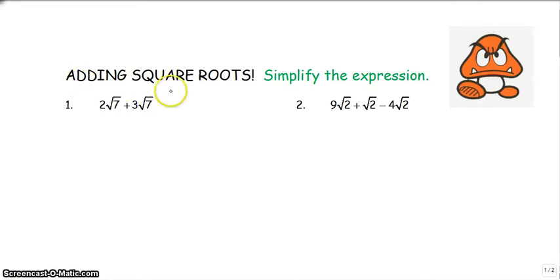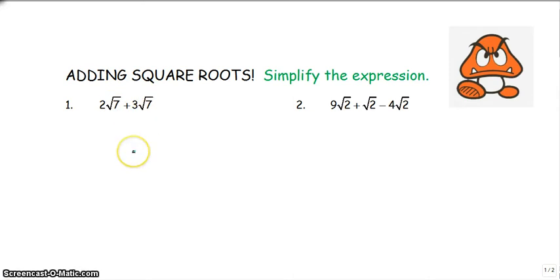Today we will be adding square roots, and we are going to follow the directions of simplifying the expressions. In each expression, there will be radicals, exciting, square roots. We are going to combine them as if we were combining like terms back when we were combining polynomials. When I combine these, I need to make sure that each and every radical has the same radicand.